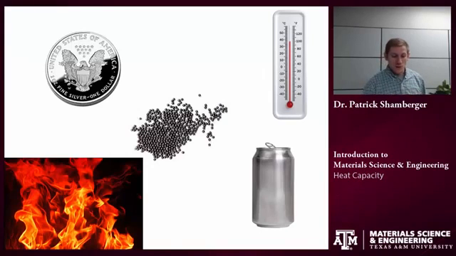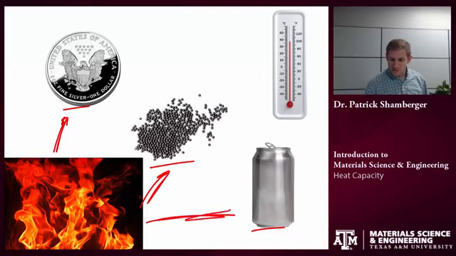So it turns out that if we look at different materials, let's think about silver, lead, and aluminum. If I put in the same amount of heat in each of these cases, let's say 1 joule of heat, then I would see the temperature rise in all three metals, but it would rise by different amounts. And that difference in the change in temperature is given by the heat capacity.